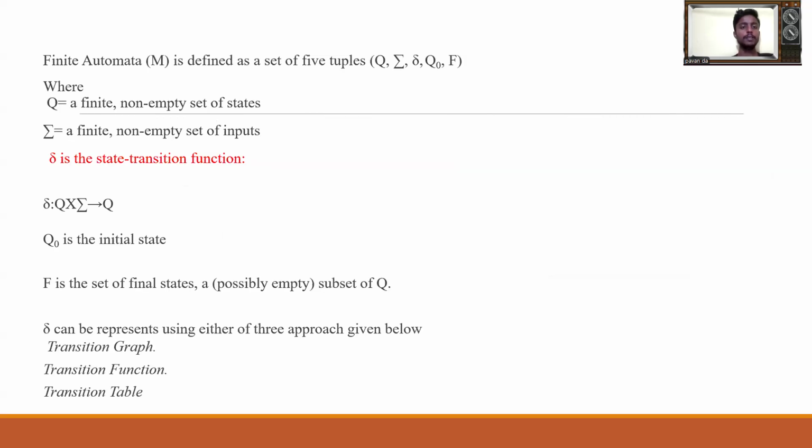A finite automaton is defined as a set of 5 tuples, where Q is a finite non-empty set of states, sigma is a finite non-empty set of inputs, and delta is the state transition function. Q naught is the initial state, F is the set of final states, a possibly empty subset of Q. Delta can be represented using any of three approaches given below: transition graph, transition function, or transition table.